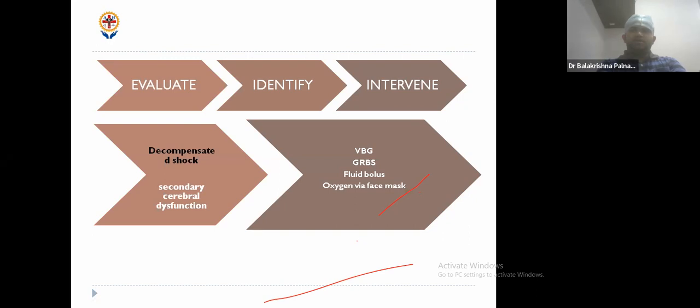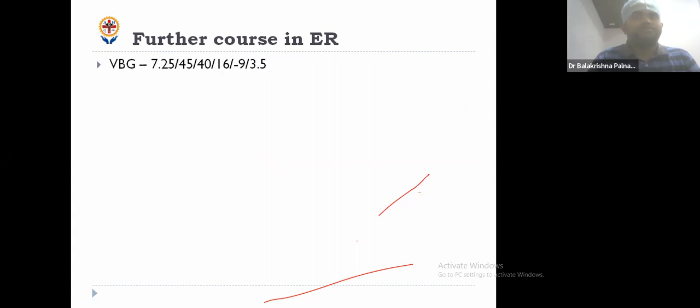So you need to take a BGP, obviously GRBS. As the child's BPs are low, definitely we need to start a fluid bolus. As the child is in shock, we wanted to start O2 via face mask, just to improve the tissue perfusion and oxygenation status. So, further course in the ER.